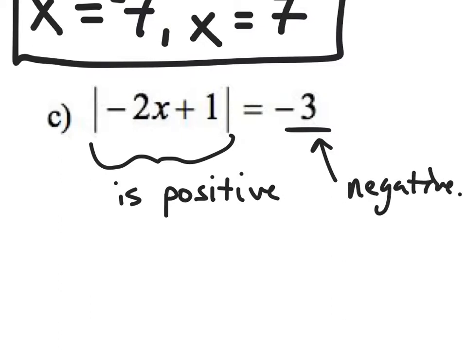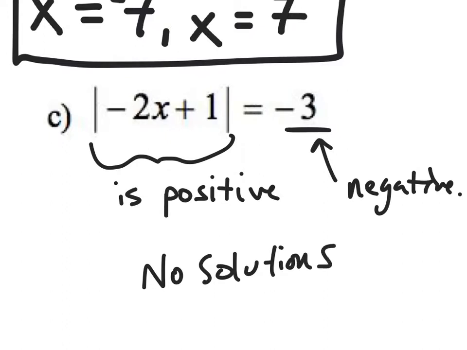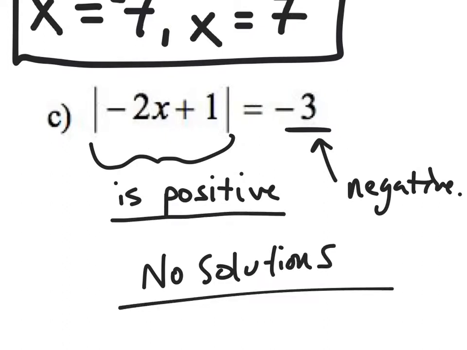So the conclusion that you can draw is that there are no solutions to this. The reason is that this must always be positive. The absolute value, remember, makes anything positive. You can't set that equal to a negative number. There's no way that this would work.